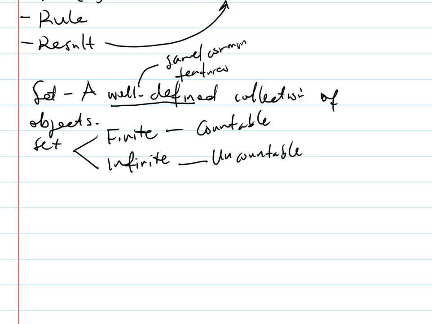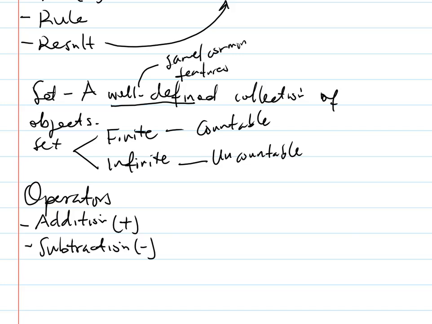Since we know the set, now let's look at the operators. In mathematics, we have four basic operators, which are addition, commonly called plus, subtraction, commonly called minus, multiplication, commonly called times, and then division.